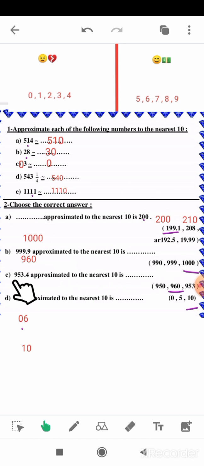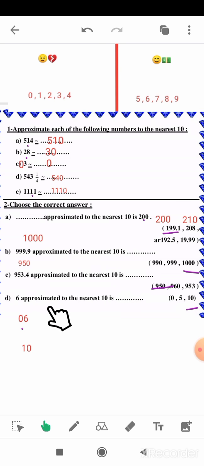Second example, we have here 953.4 approximated to the nearest 10. I will look at the unit digit. The unit digit here is 3. 3 is a poor number, so it will be cancelled and replaced by 0. So my result will be 950.